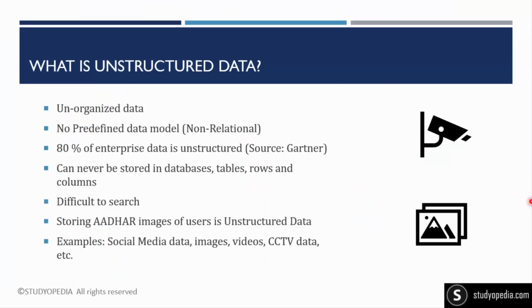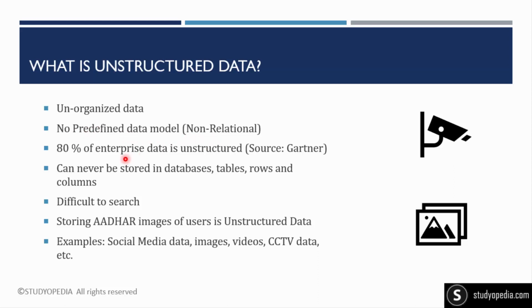Now what is unstructured data? We focused on structured data before. Now came unstructured data, the need of today. This is what we need to manage today, and this is what we talk about in data science also. Unstructured data is unorganized data, that is, you cannot save it in the form of rows and columns. So there is no predefined data model. It is non-tabular, non-relational.